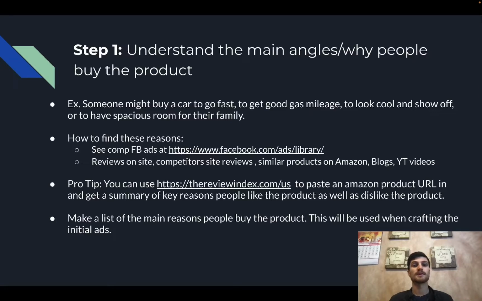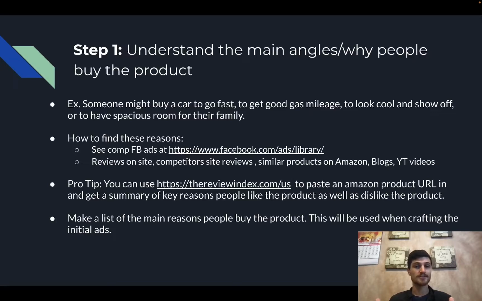So how do we find these reasons out? We look at competitors on the Facebook Ad Library. This is where you can view all the ads that a competitor is running, or just anybody who's running ads on Facebook. You look at reviews on your own website, competitors' site reviews, similar products on Amazon, blogs, YouTube videos, and there's probably some I'm missing here, but there's a lot of resources that you can use to really find out these reasons.